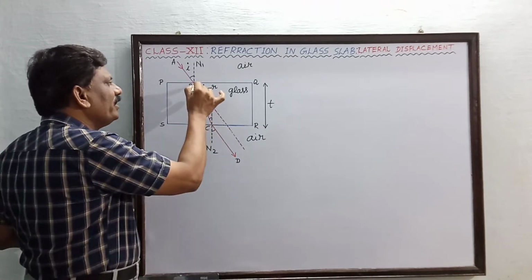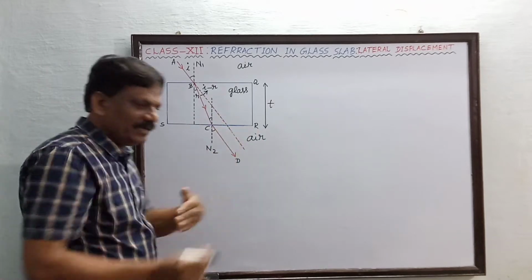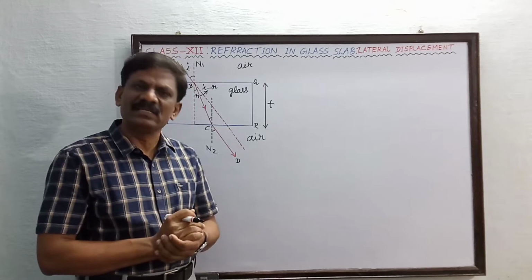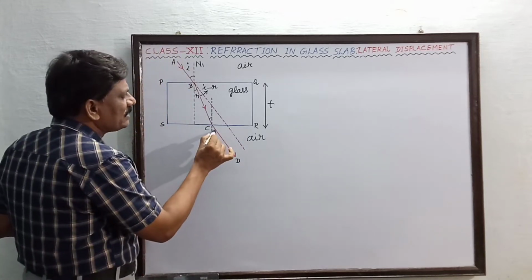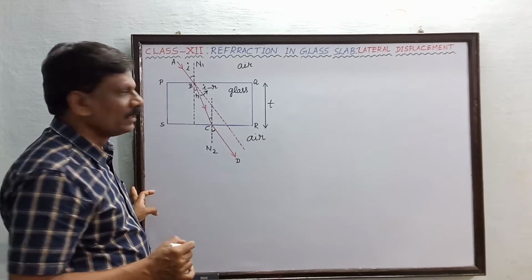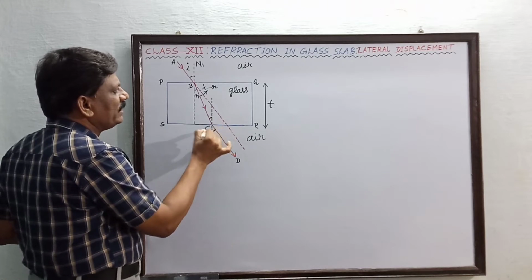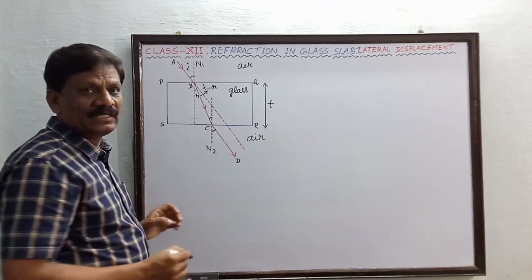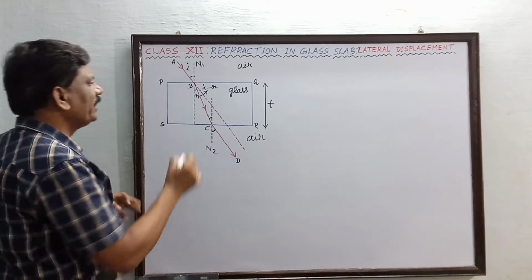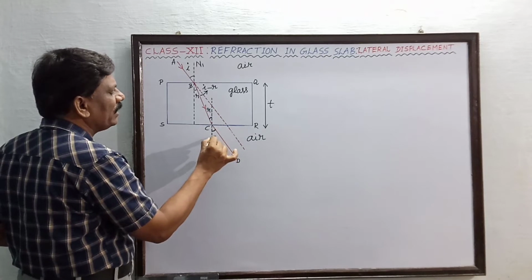So once again what is going to happen? It will not continue the extension of BC. Instead, it will deviate away from the normal. Understand? So this is the angle made by CD with the normal N2. For the second refraction, you see that the angle of refraction is greater than the angle of incidence. But by geometry, this angle is also r and this angle also is i.